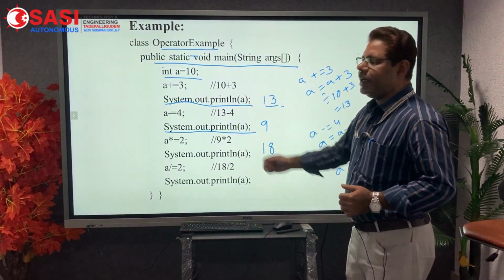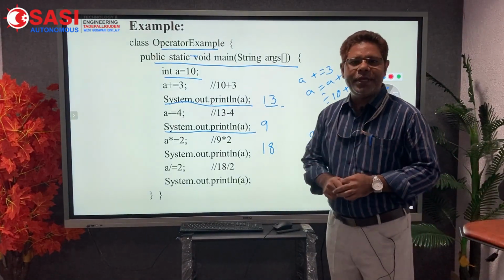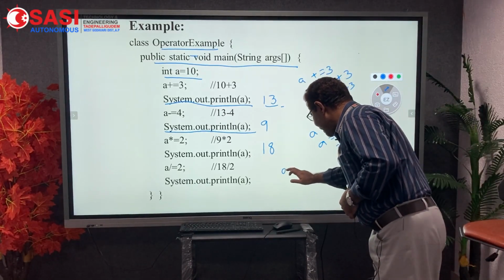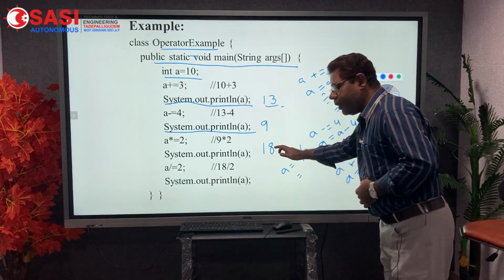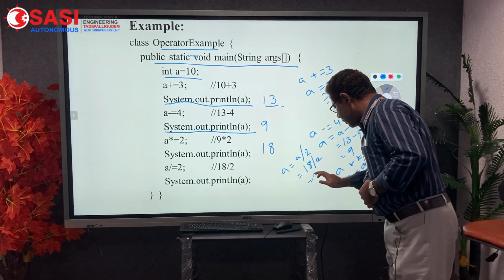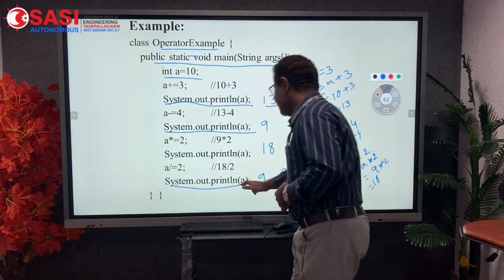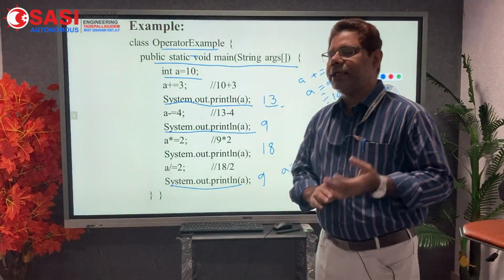Similarly, a division equal to 2, that means division and assignment operator. That can be written as a equal to a divided by 2. Already the value of a is 18, so 18 by 2 equals 9. This will print the value of a. In this way we can perform assignment operators in Java.